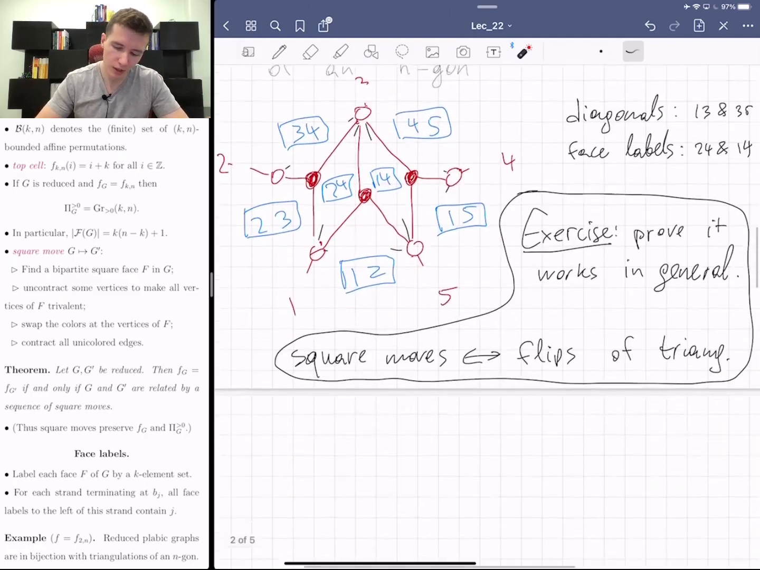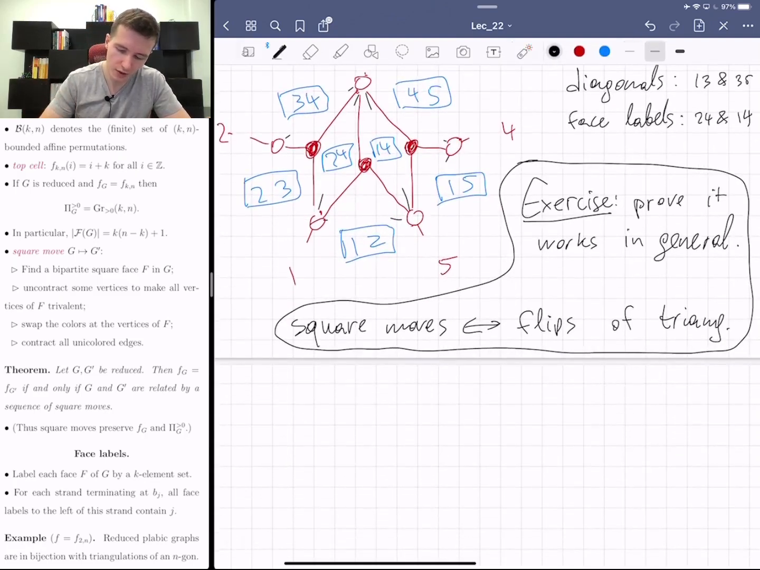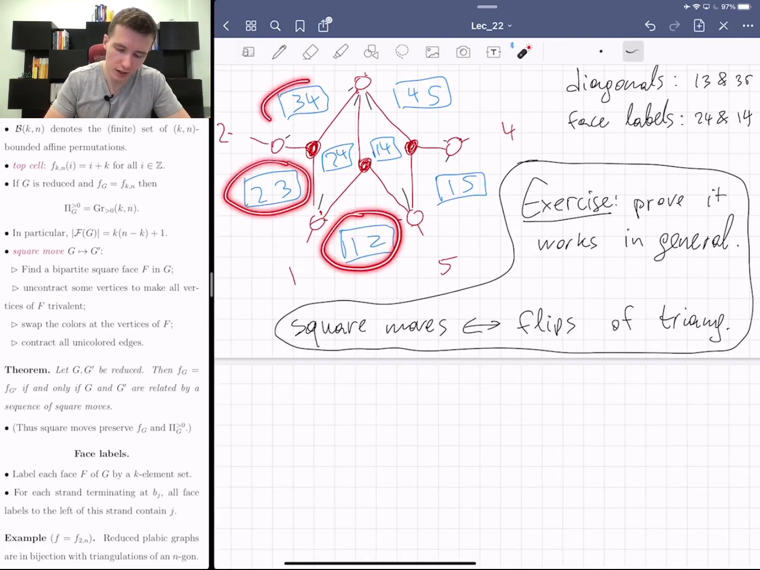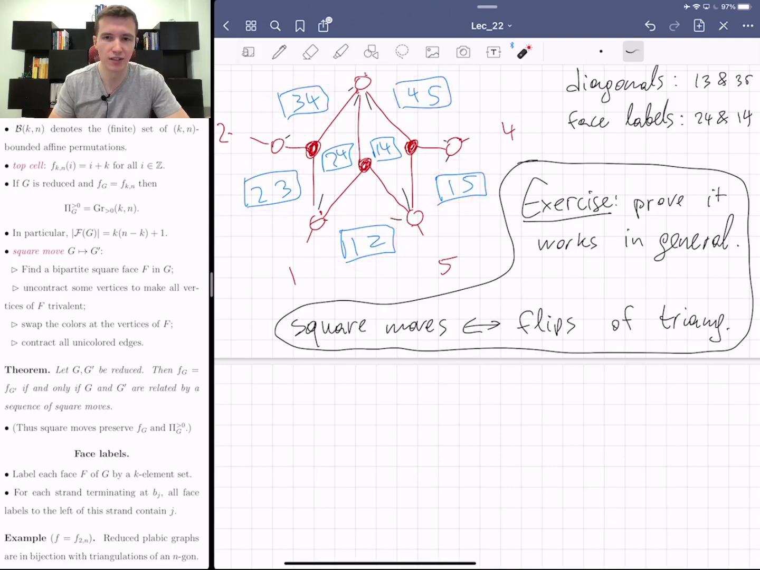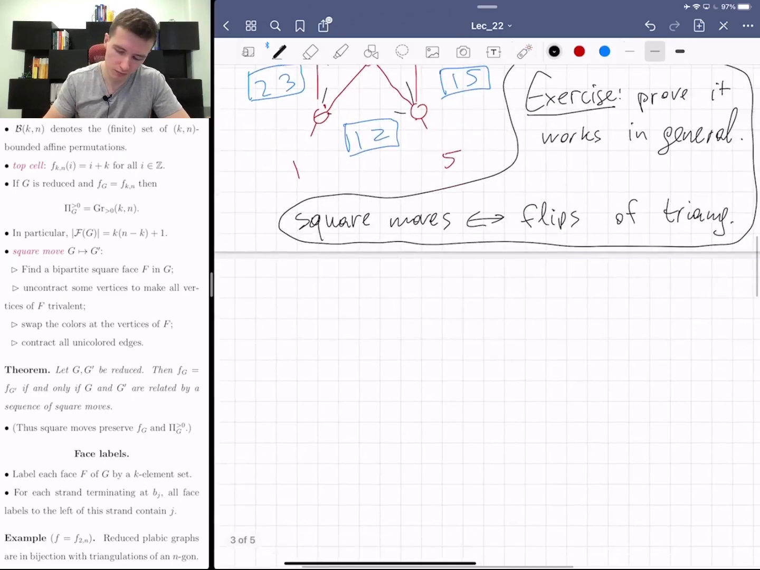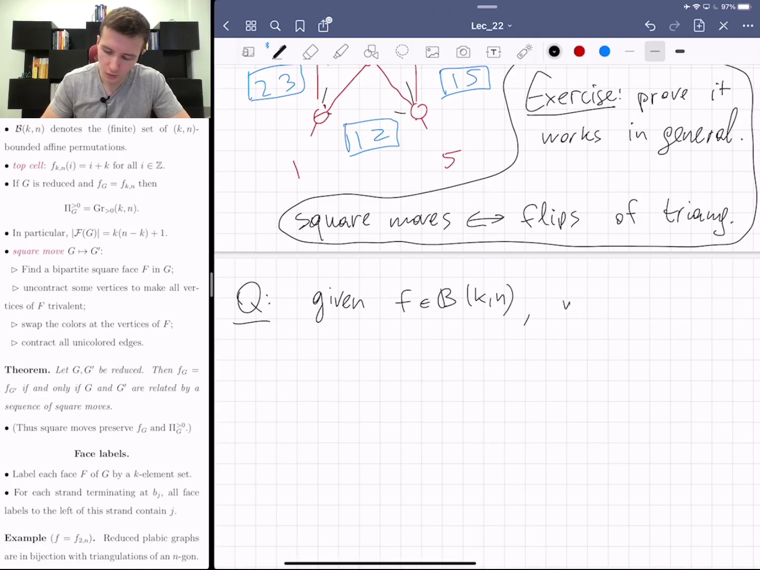And by the way, let me now ask a general question. So I mentioned that the boundary labels for triangulations are always going to be the sides of an n-gon. So the question is, what's going to happen in general? If I give you a bounded affine permutation f, what are the boundary face labels of G?